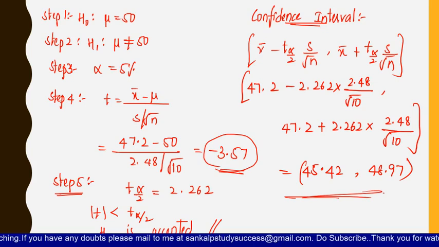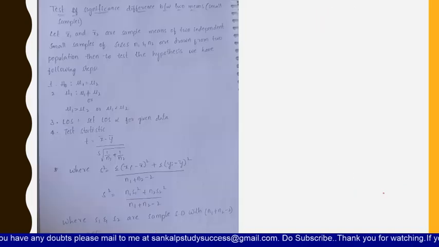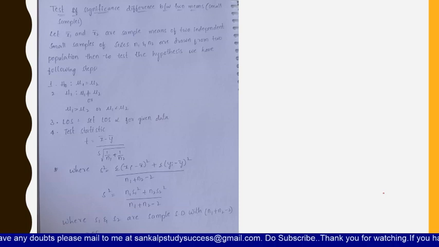So these are the problems of the first type. That means what? It is of a single mean. Now let us see the second type. What is the second type and the problems related to it? The second type is the test of significance of the difference between two means.